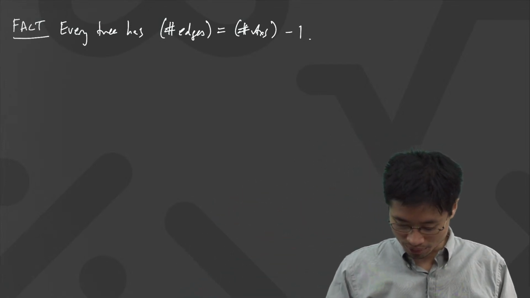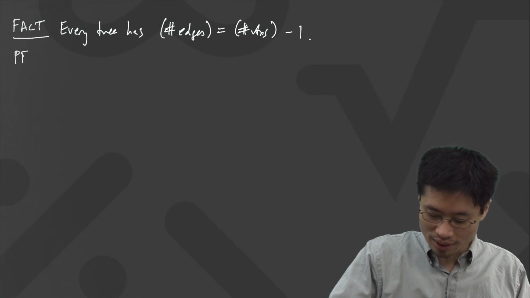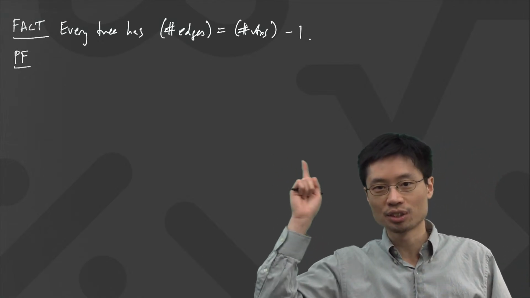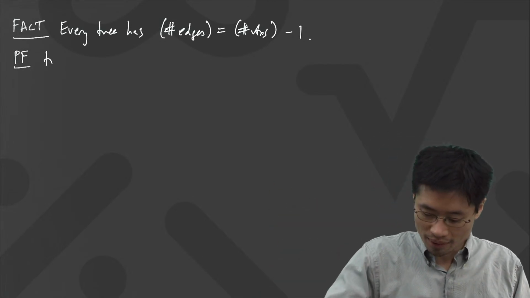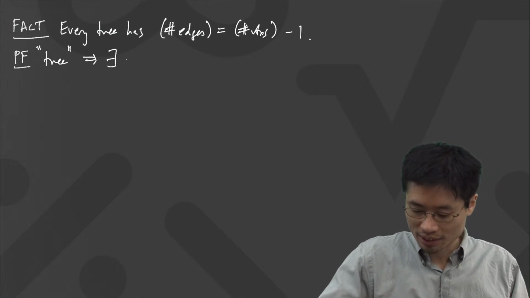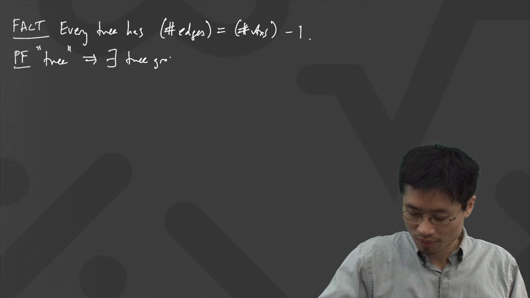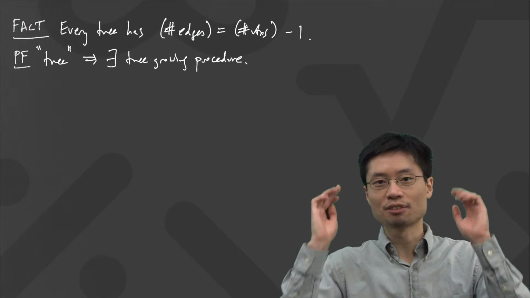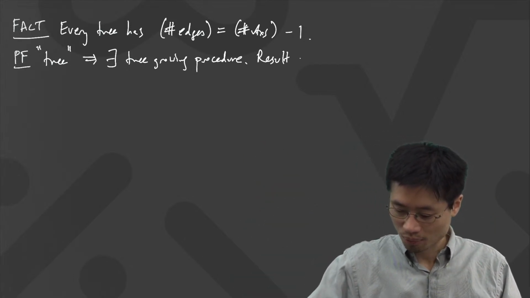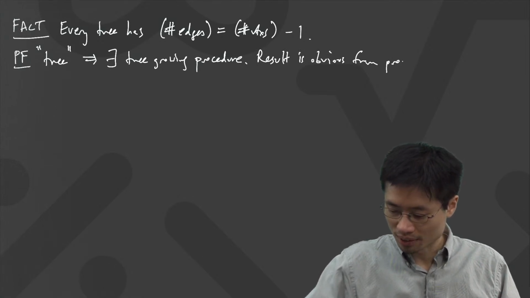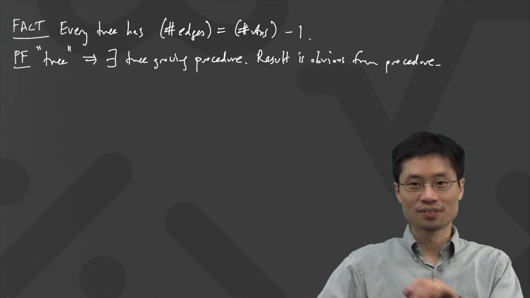So for example, here is the proof of this fact. The reason it's a proof, by the way, is because the definition of tree was connected acyclic. It wasn't the tree growing procedure. Tree implies there exists a tree growing procedure. And obviously from the tree growing procedure, this is a true fact. The result is obvious from the procedure. Okay, so that's a nice fact.